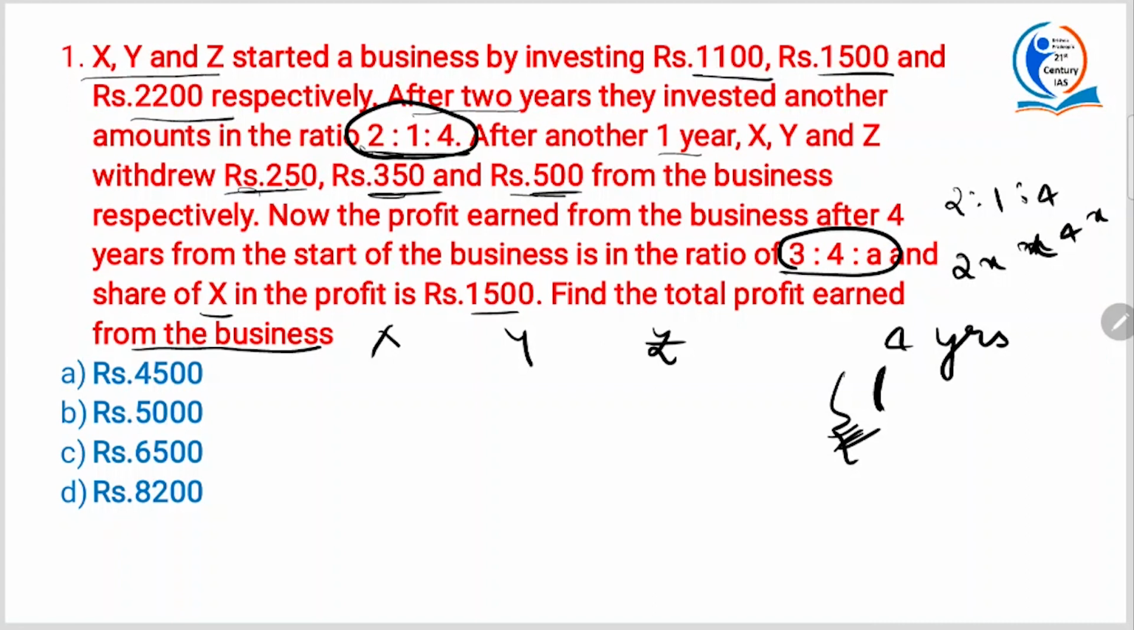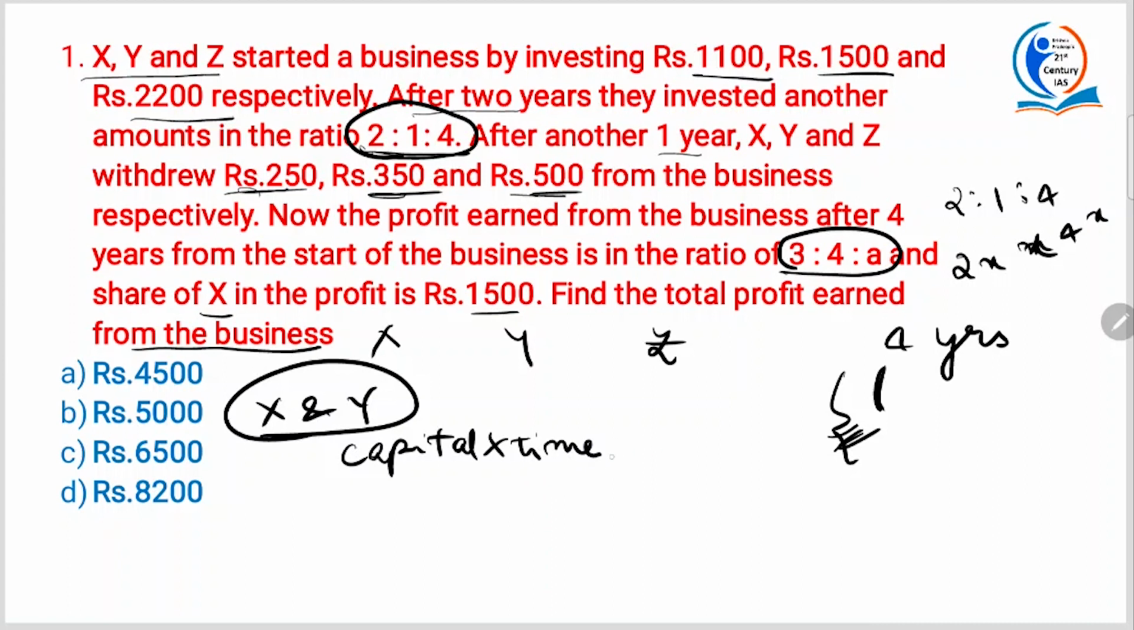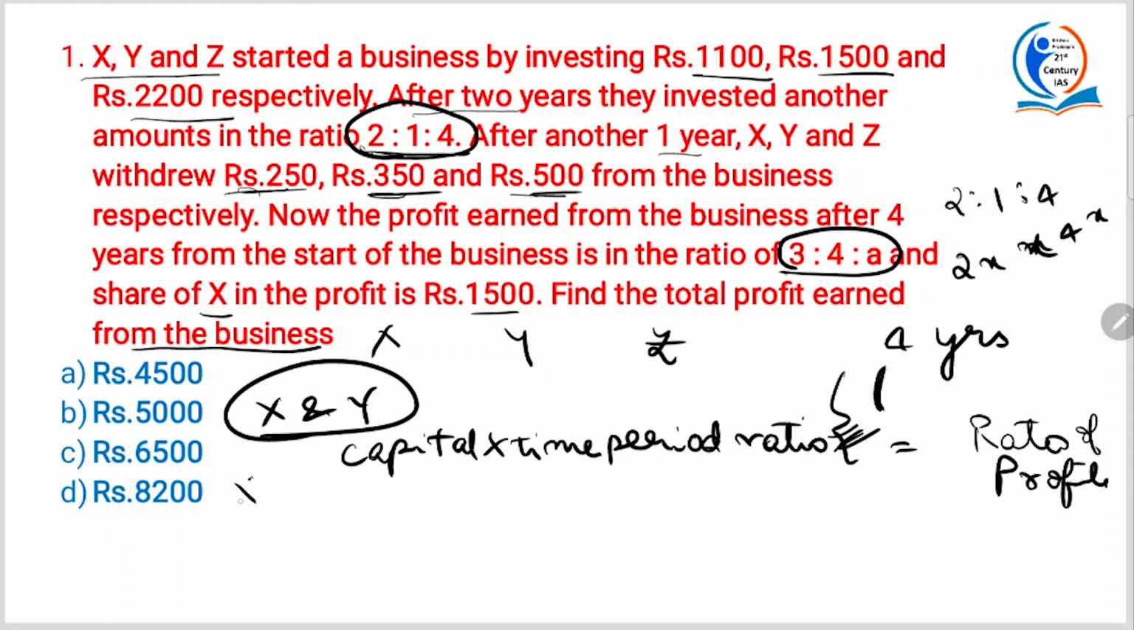Now we shall see the ratio of profits of X and Y at the end of the 4th year. It will be in the ratio of capital into time period, which will be equal to the ratio of profits. So in the X and Y case, in the numerator we'll be putting X's profit by Y's profit. This is what we are trying to find.